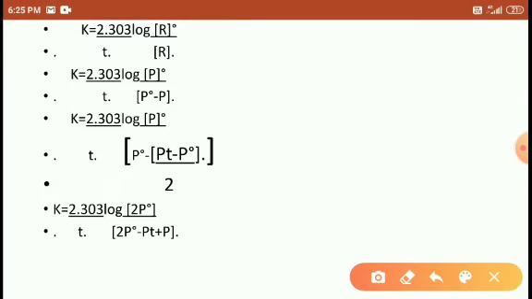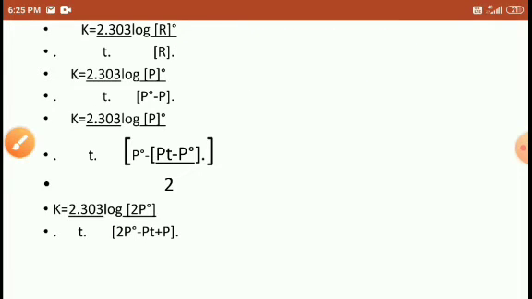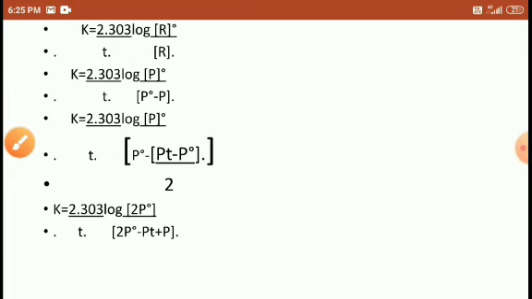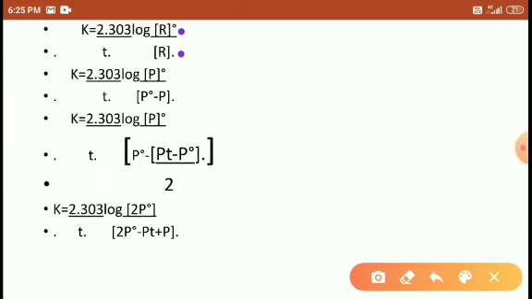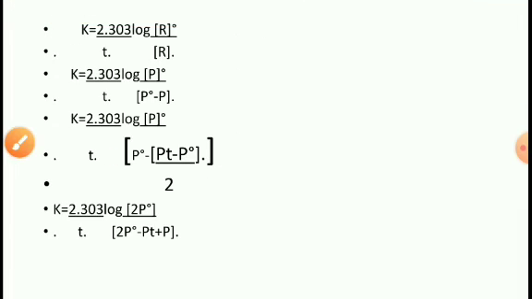Okay, again, this is the first order reaction. For the first order reaction, k is equal to 2.303 by t log R naught by R, that is, k is equal to 2.303 by t log P naught by P naught minus P. R naught is the P naught, and R is the P naught minus P. What is P naught minus P? This P naught minus P is the final, right?